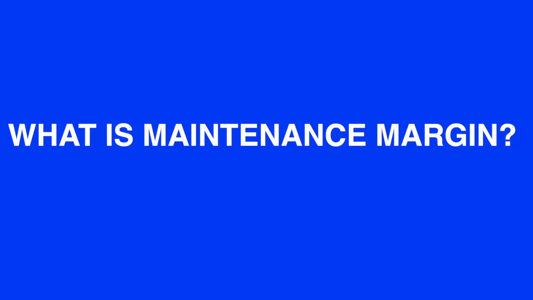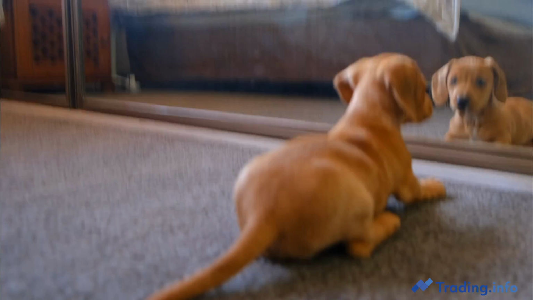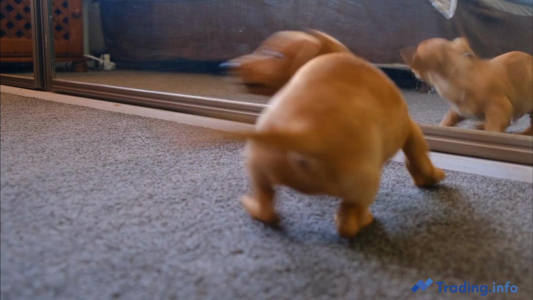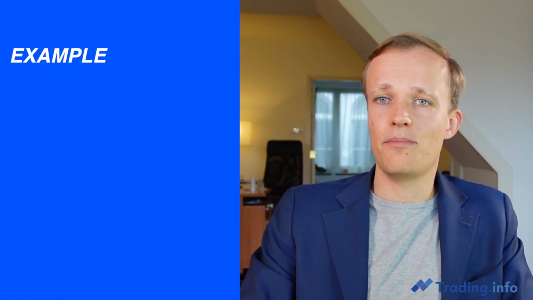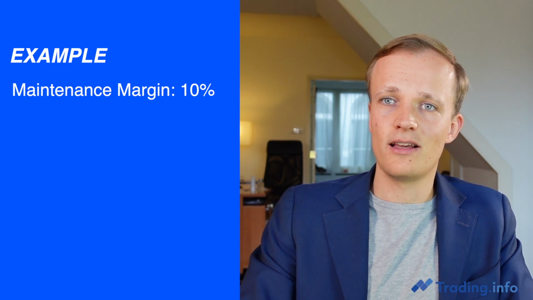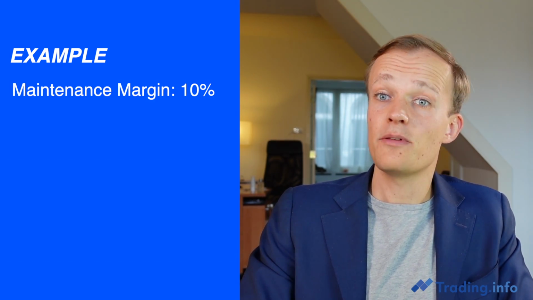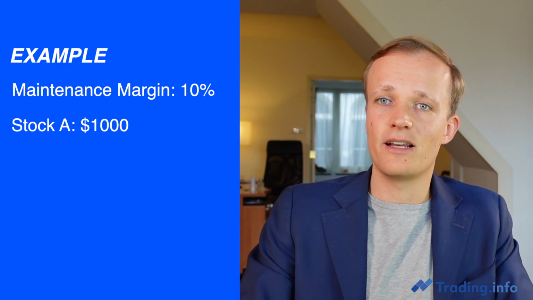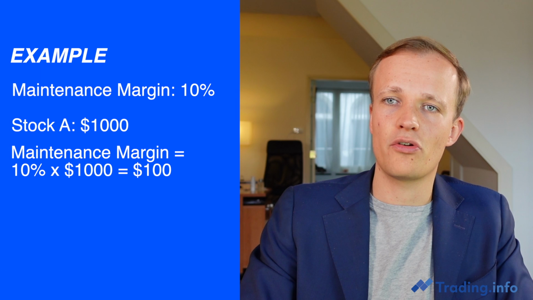The maintenance margin, however, is. The maintenance margin indicates the percentage that has to be present on your account at all times to keep the investment open. Remember the previous example where we bought a share of $1,000 with only $500? So let's imagine the maintenance margin in this case is 10%. This means that on the stock you bought for $1,000, there needs to be at least $100 in your account.